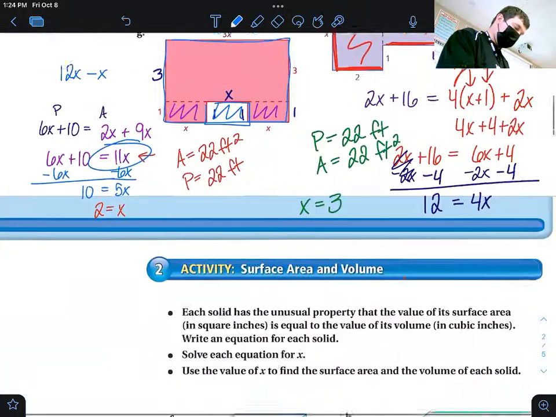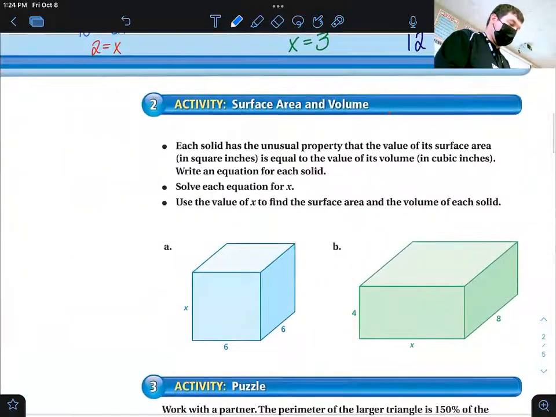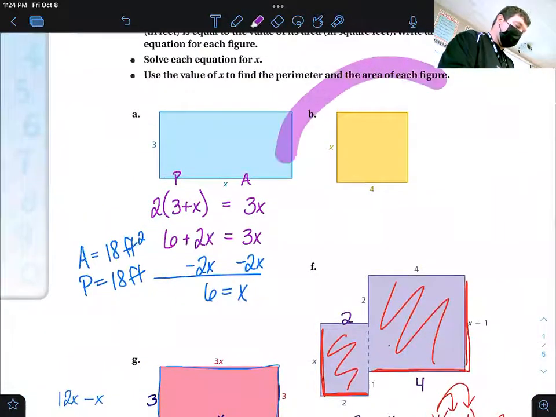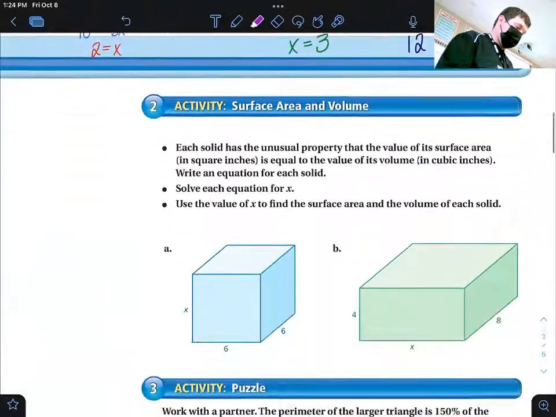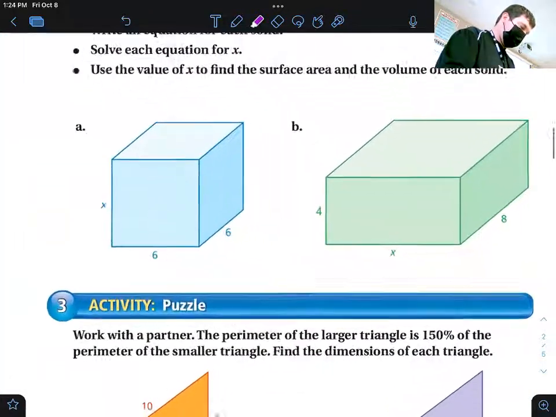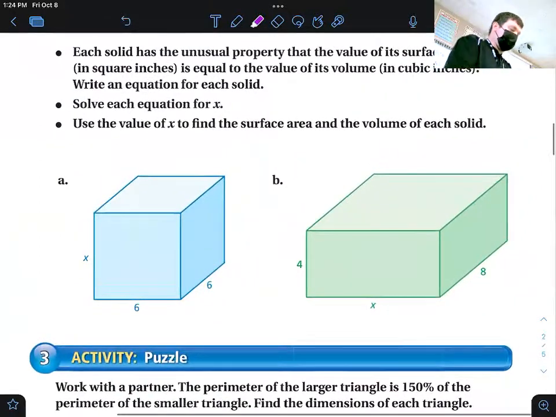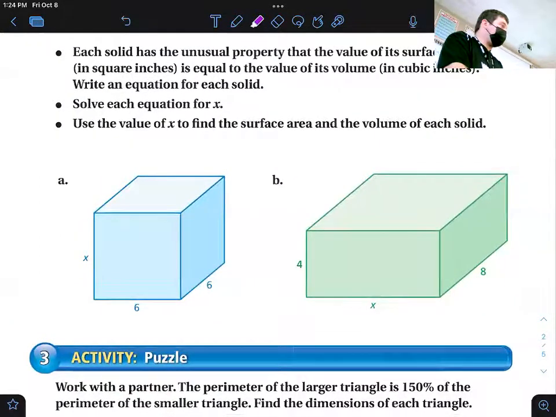Anybody else? All right, let's move on to the second part. I've left you B to do as homework tonight. Each solid has the unusual property that the value of its surface area in square inches, not feet now, inches, is equal to the value of its volume in cubic inches. Write an equation, solve for x, plug in x to find surface area and volume.